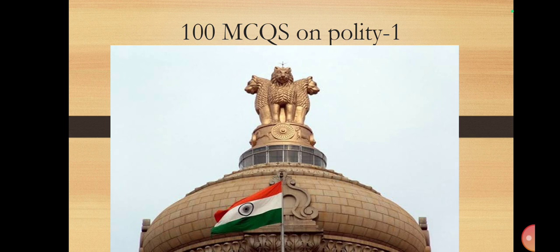Second one. Article 124 deals with the establishment and constitution of the Supreme Court. Third question. Appointment of acting Chief Justice.